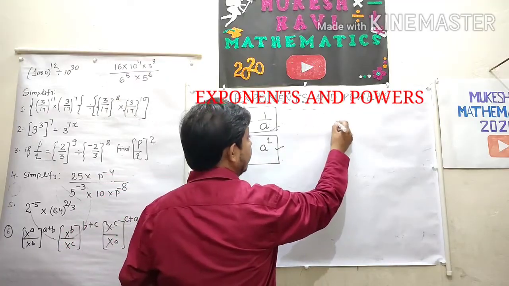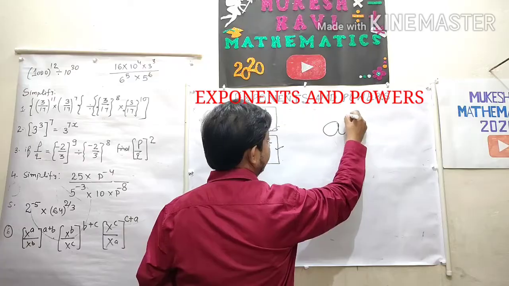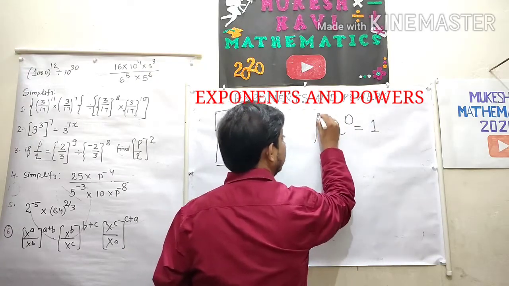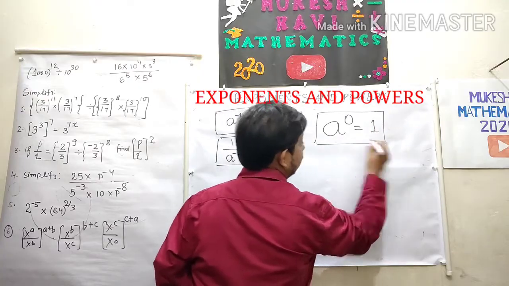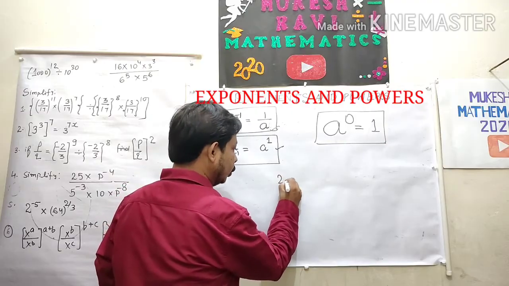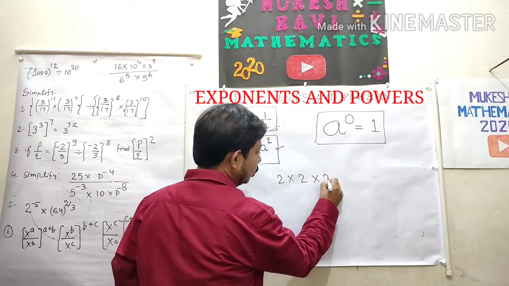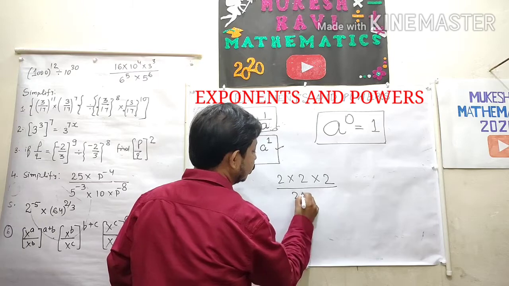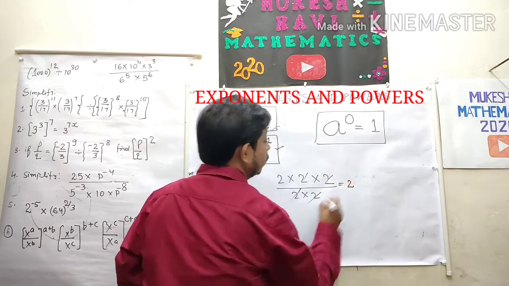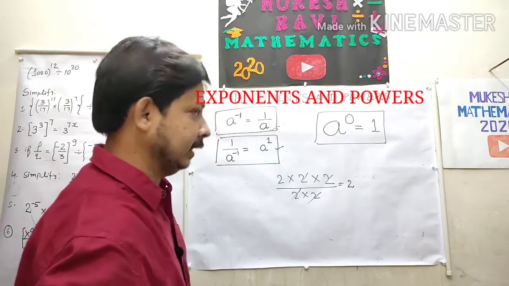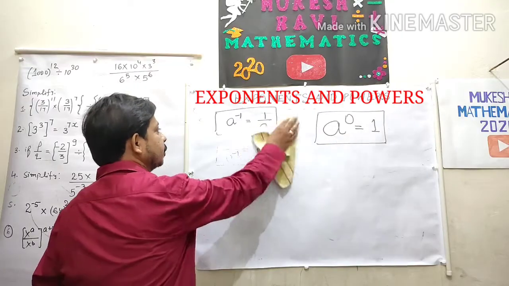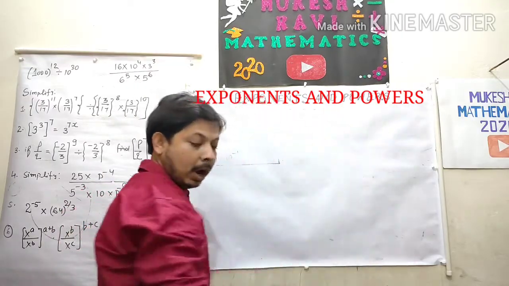Now, one of the best concepts for the power: a to the power 0 is equal to 1. Now, we always calculate like this: 2 into 2 into 2 upon 2 into 2. 2 cancel, the value is 2. Is there any rule for the power? Yes. With the help of this, we establish one rule in the exponent and power. How? Check.